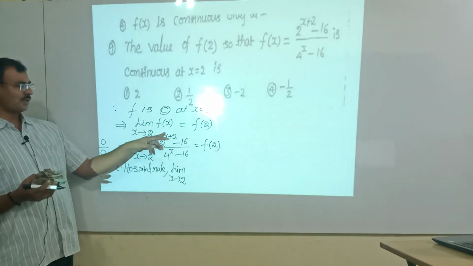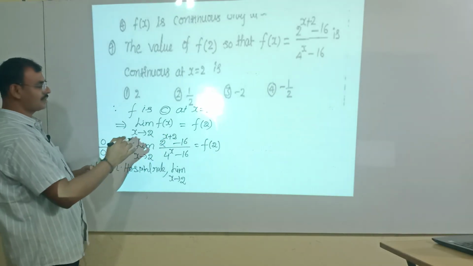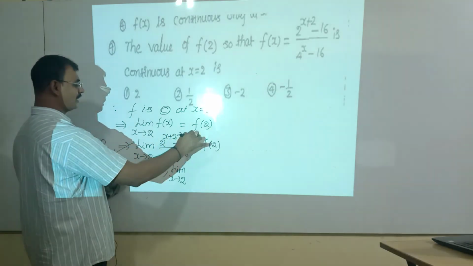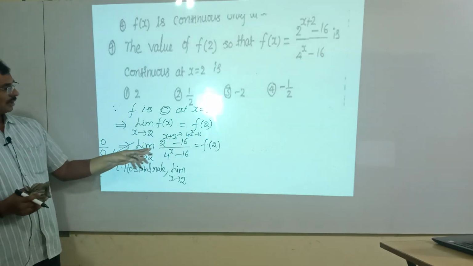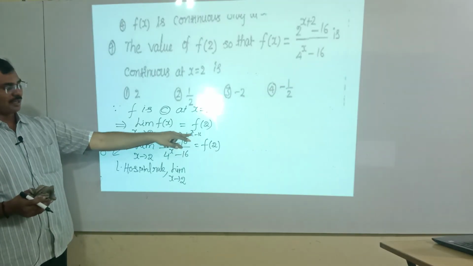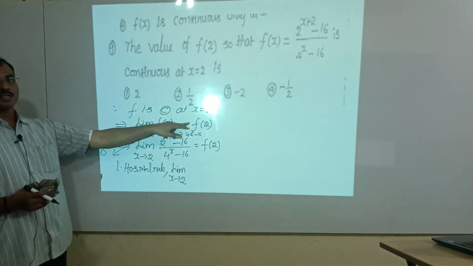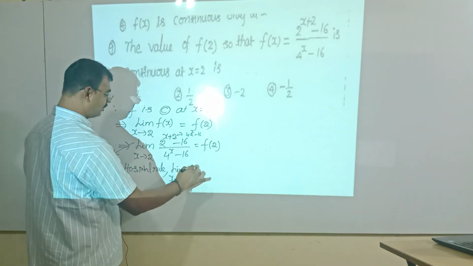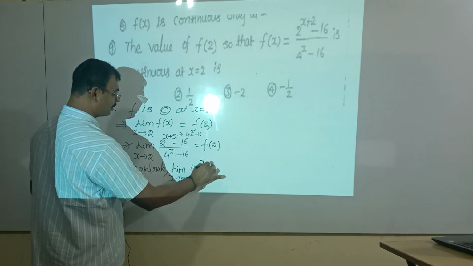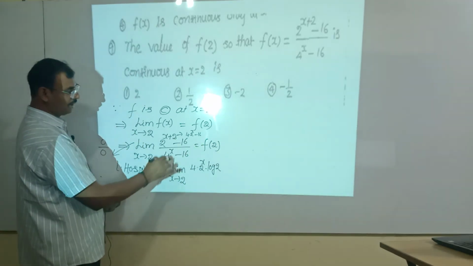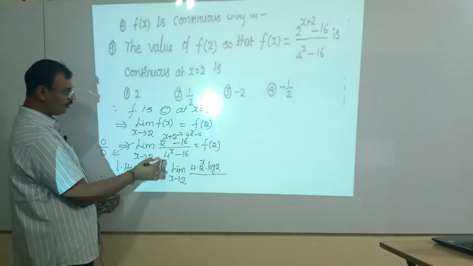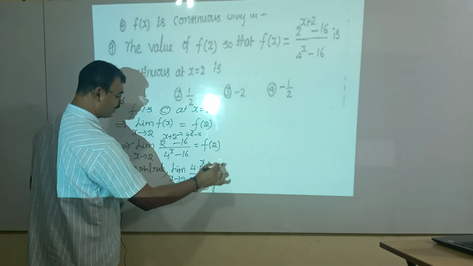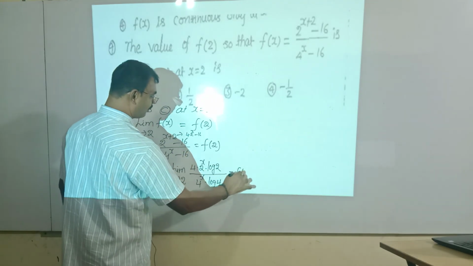Actually, this is 2 raised to x plus 2 form. I can write this as 2 square, value 4, into 2 raised to x minus 16. Same value. Apply the limit here. What is the differentiation of a raised to x? A raised to x derivative is a raised to x into log e. So 4 into 2 raised to x into log 2, minus derivative of 16 is 0, divided by 4 raised to x derivative, 4 raised to x into log 4, minus 0, is equal to f of 2.